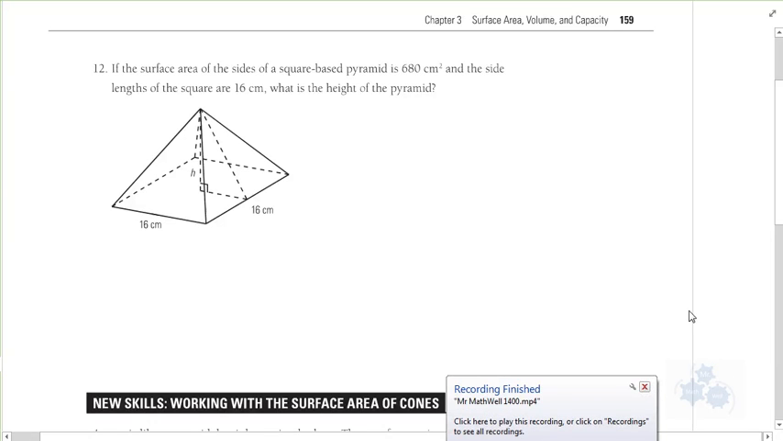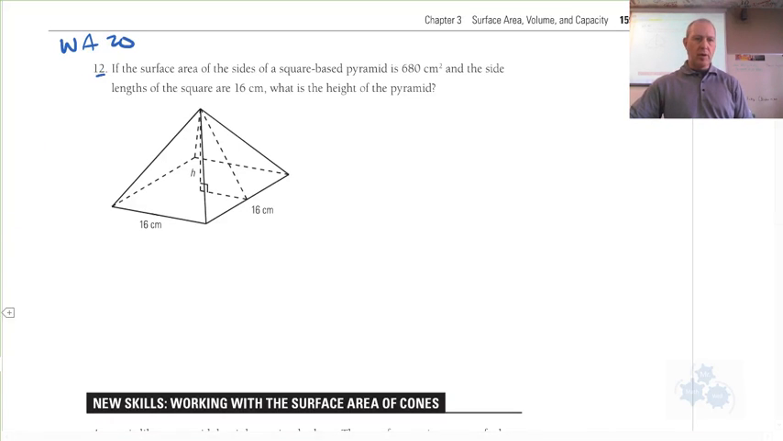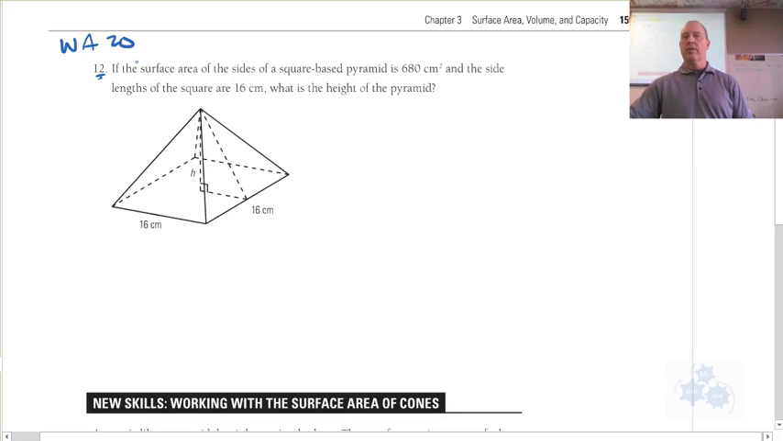Okay, so Workplace and Apprenticeship 20. This is section 3.2, question number, Build Your Skills number 12. So this is a tough question in a sense that it's a little bit different. We're trying to solve for h, okay? We don't know h, and this is what we're given.